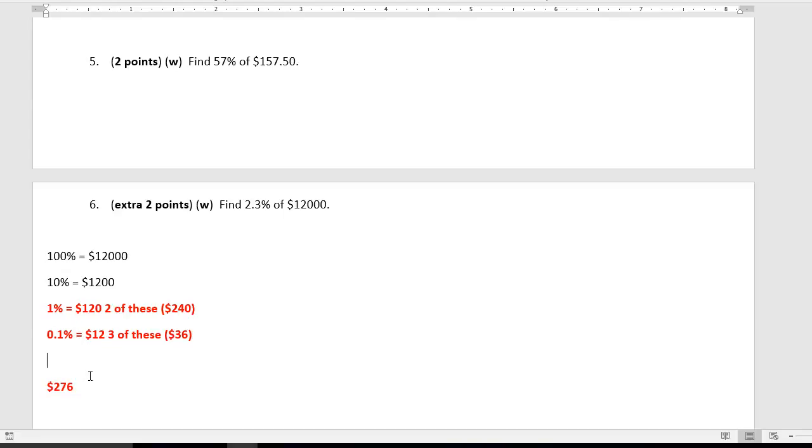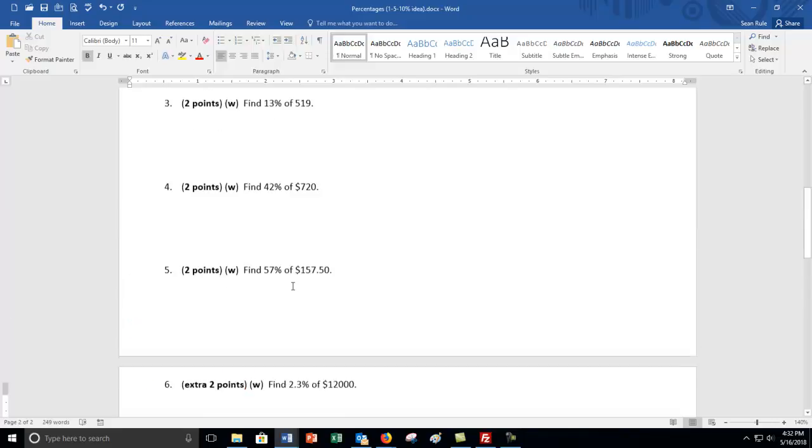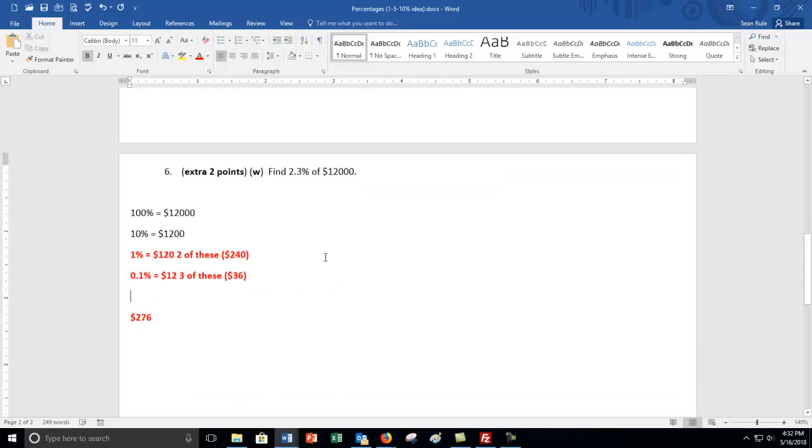It's a really short, easy, quick way of getting these percentages. I find myself using this all the time when I'm trying to figure out tips at restaurants and things like that. But you can also use it for almost any application where you have percentages to calculate.